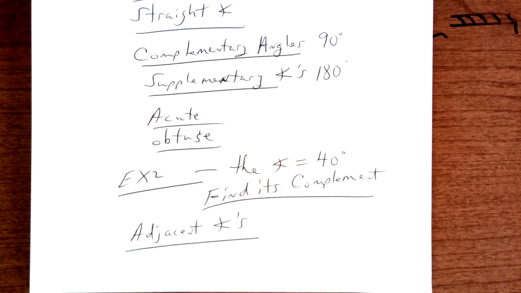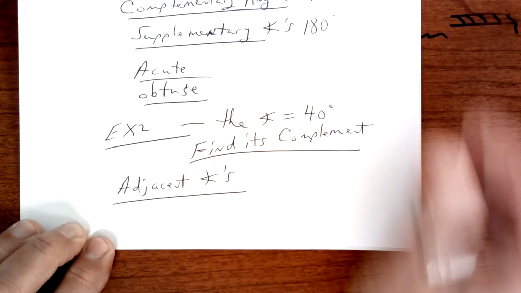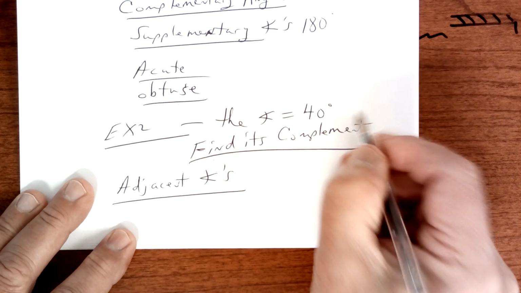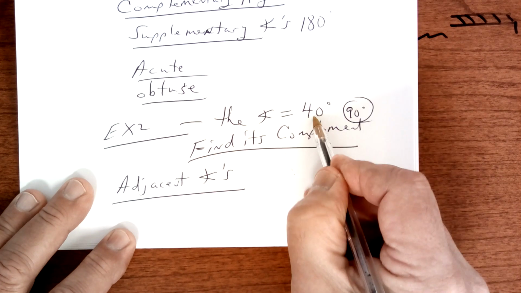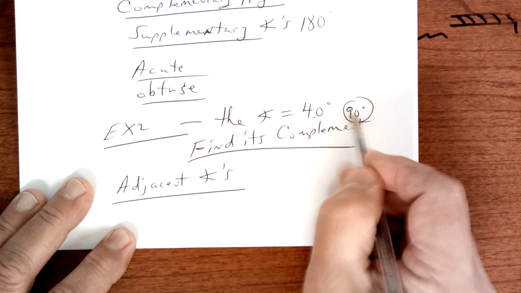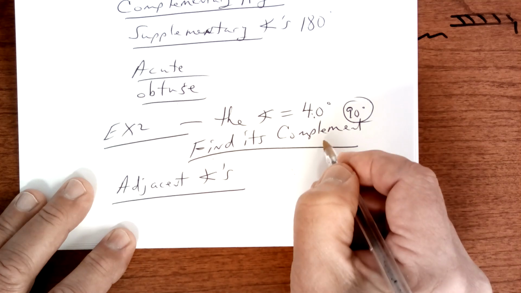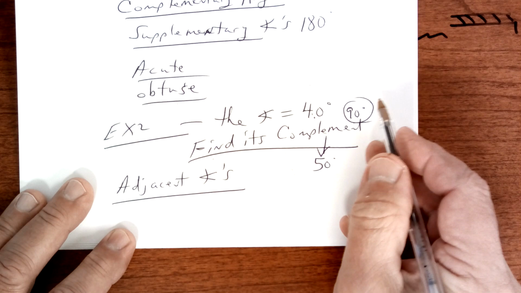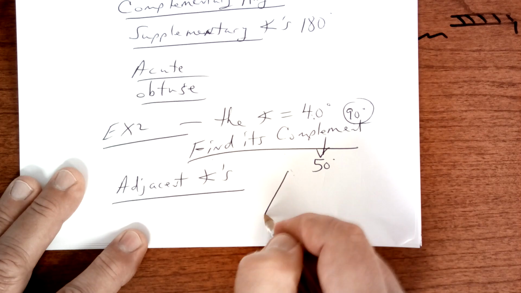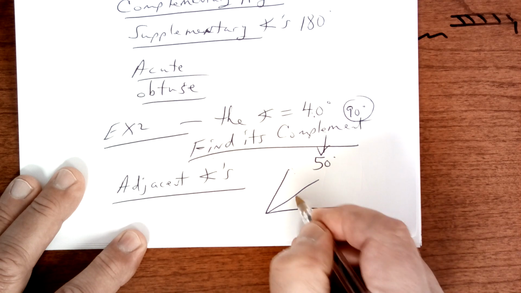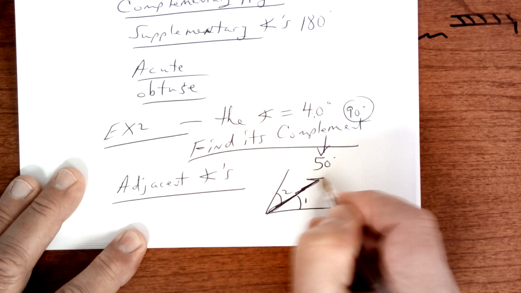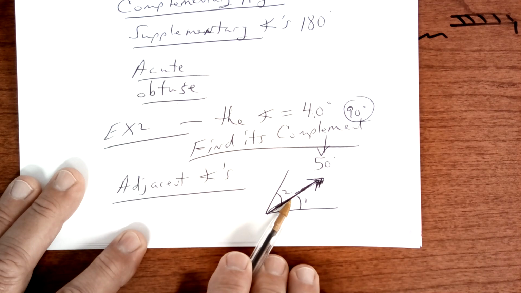Copy this one down. Example 2 says find the complement. Well, complement is 90 degrees. So if one of them is 40, 90 minus 40 is 50. So the other one has to be 50 degrees because it has to add up to 90 degrees. Adjacent angles share a side. So if you look here, this angle, 1, and this angle, 2, share this ray. And since they share a side, they are called adjacent. Okay.